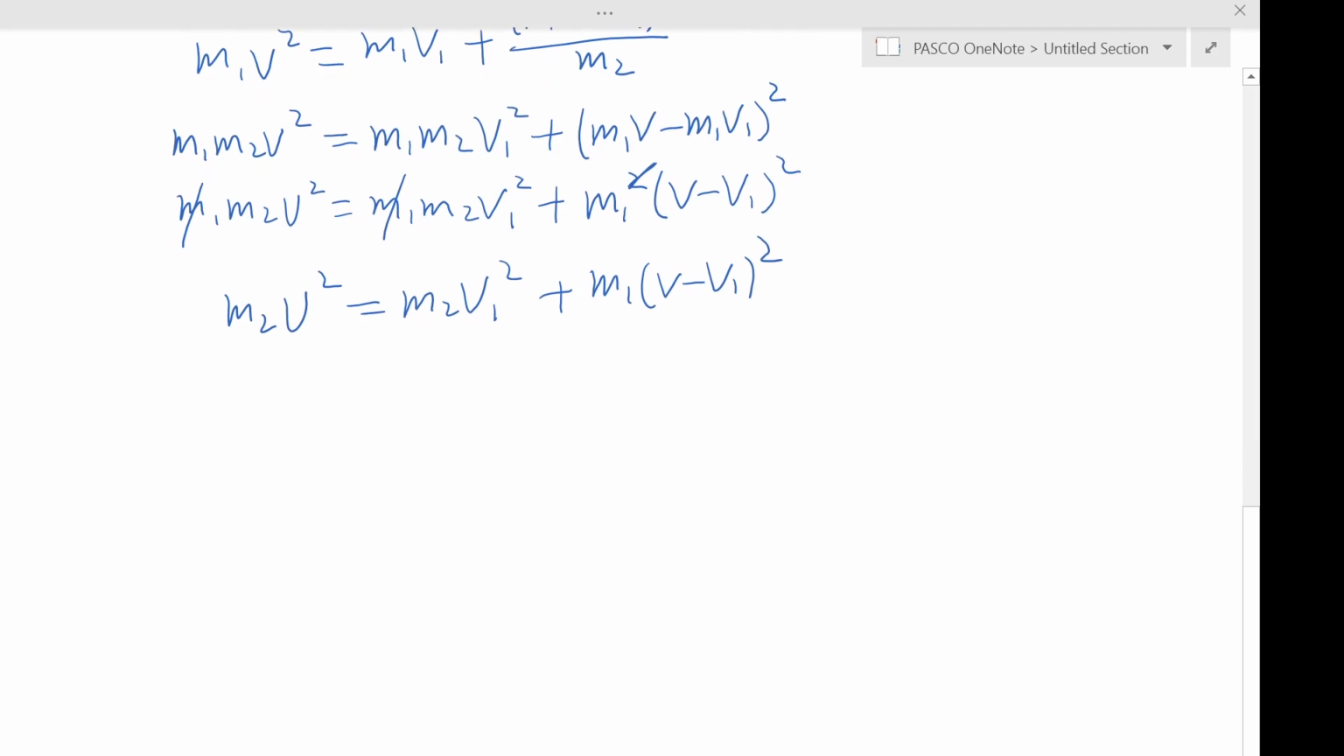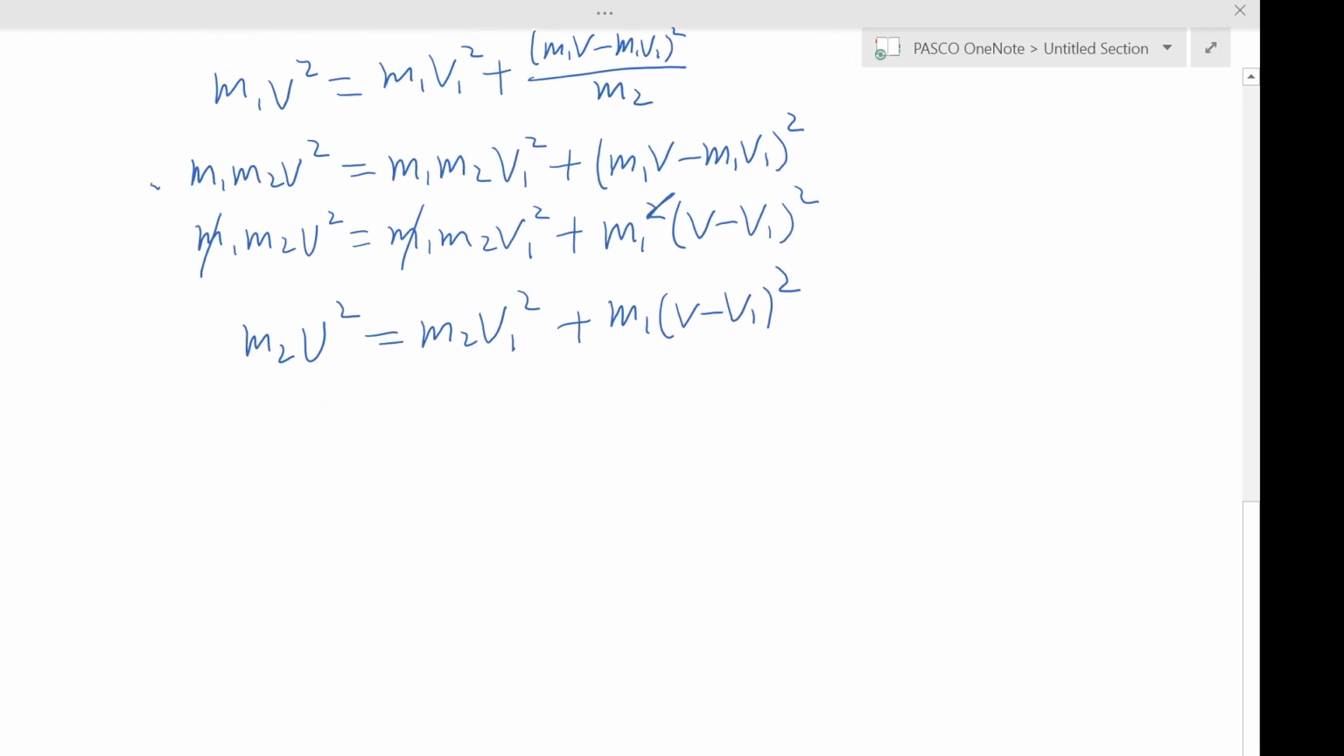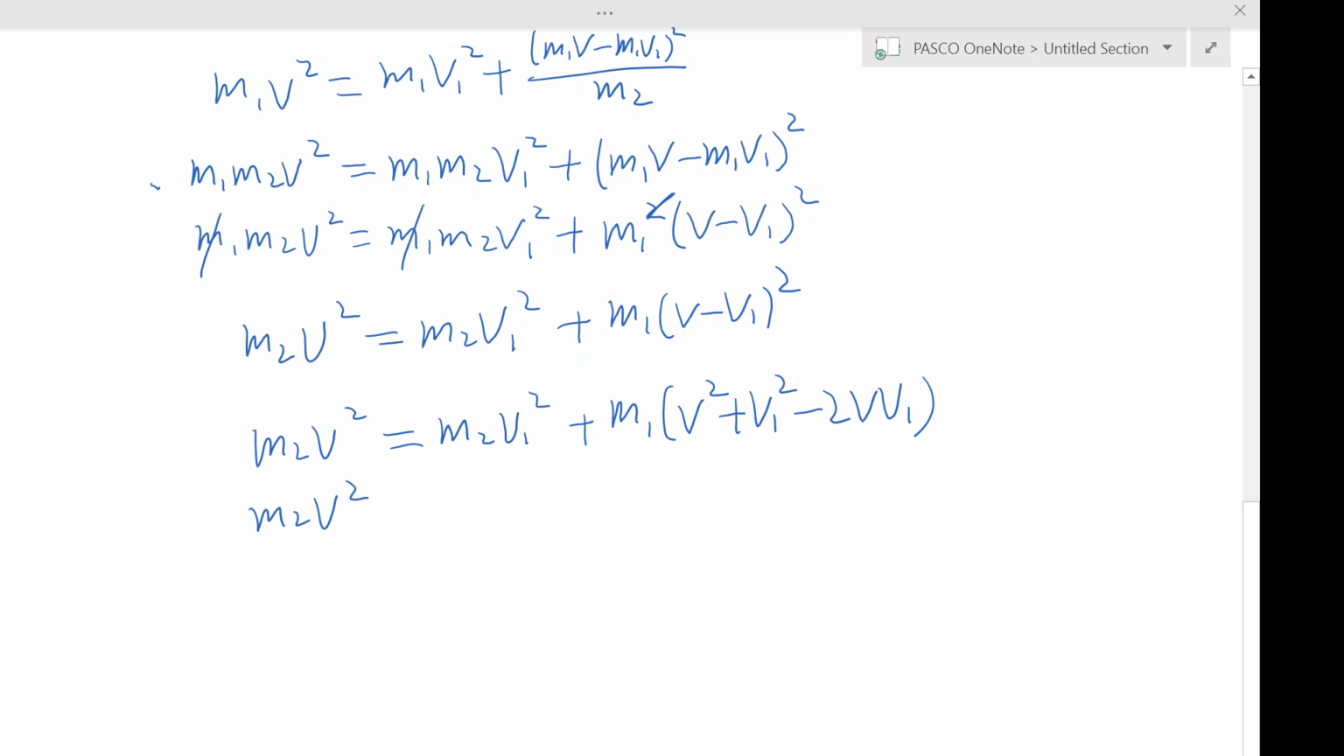And from there, I'm going to expand this expression, so (v minus v1) squared becomes v squared plus v1 squared minus 2 v v1. Continue. m2 v squared equals m2 v1 squared plus, multiplying out the bracket, m1 v squared plus m1 v1 squared minus 2 m1 v times v1.